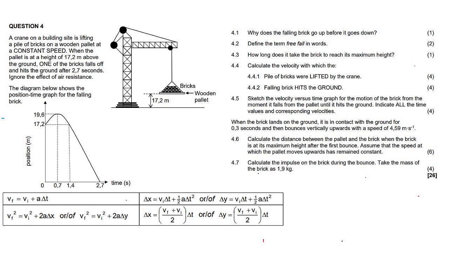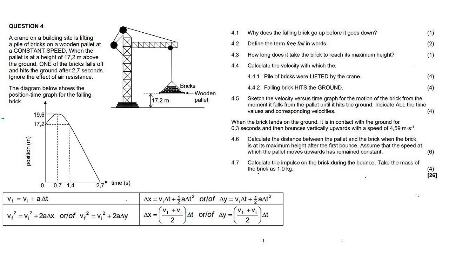In this question, we have a crane that is busy lifting a pile of bricks at a constant speed. They tell us that when the pallet is at a height of 17.2 meters, one of the bricks is going to fall off and then hit the ground after 2.7 seconds.